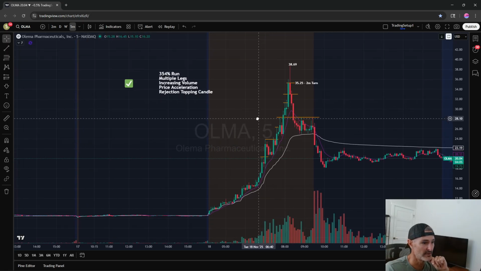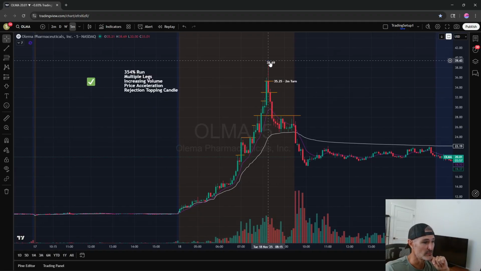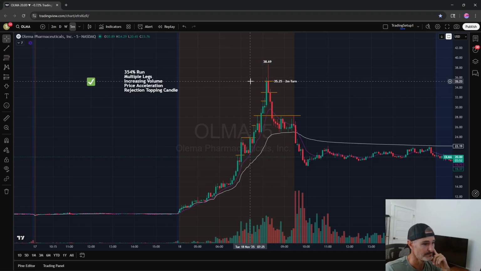The volume looked better. So I ended up taking it on the break of this candle here at around 33. I think my cost basis was just under 33, and I was risking the highs as my stop out.